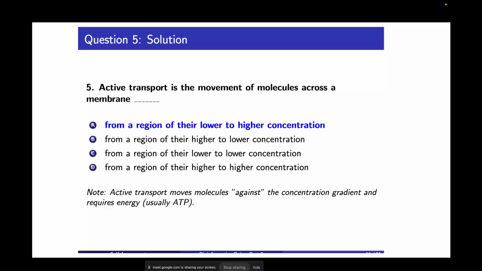Going from a lower to a higher concentration, because you're pushing against the flow. So there you would need energy, and so that is active transport. Generally, ATP is used for this. So you move from a region of lower to a region of higher concentration.